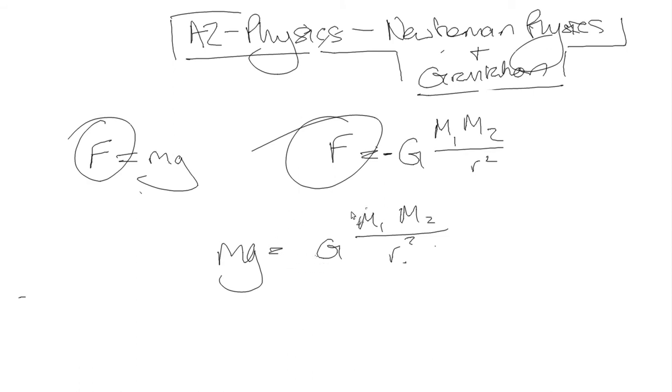And by the way, this is technically m2, the mass of the object, and because m2 appears on both sides, we cancel them off. We end up with g is equal to G m1 over r squared. That's what g is equal to, the gravitational field strength.